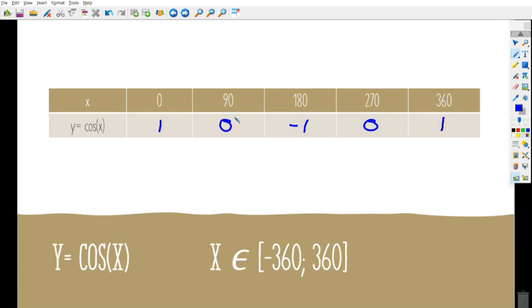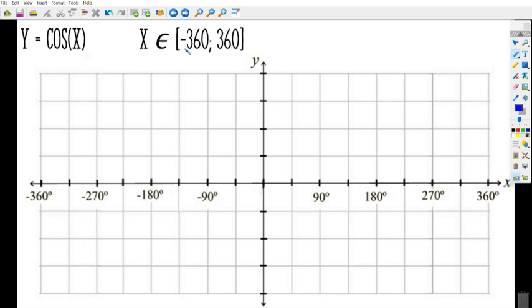So it's looking a little bit like the sine graph. It's not exactly the same, but it's a little bit the same. It is still a wave. So let's see how this looks on our Cartesian plane, on our graph.